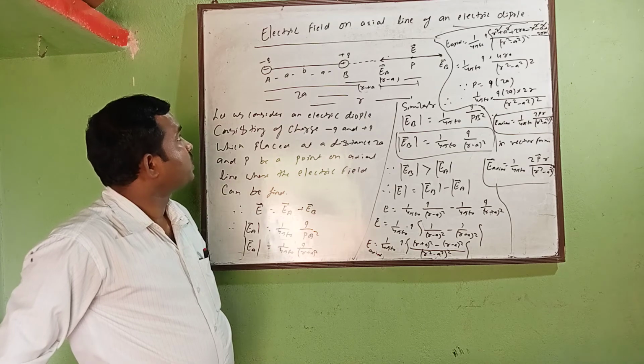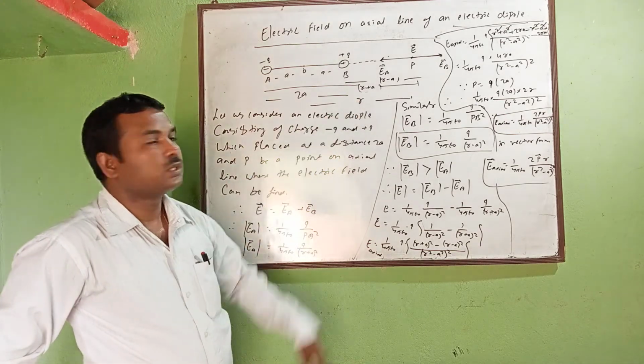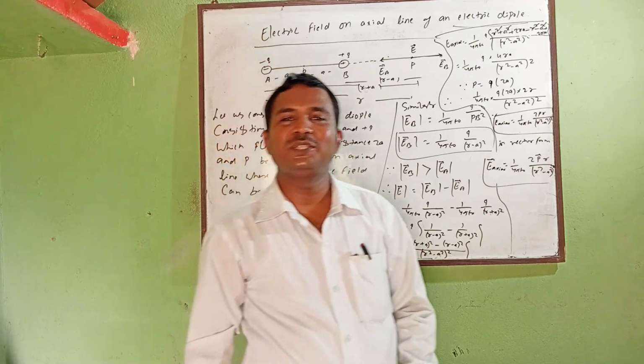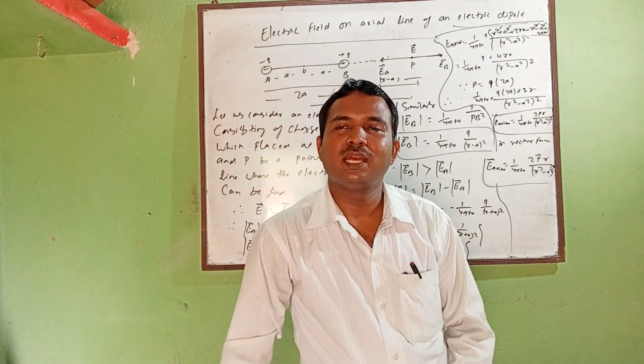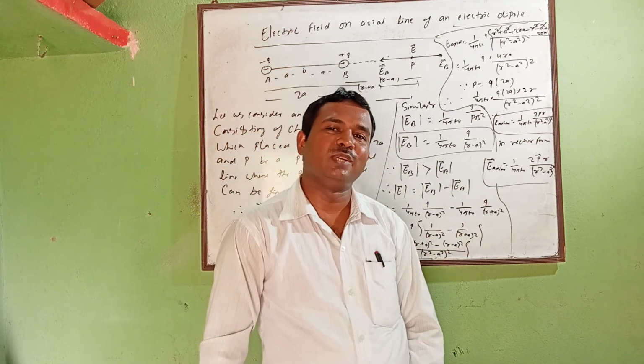Okay, so this is the formula that we got for the dipole on the axial line. Is it clear? So I think that you should write this question also. Okay, and such types of questions you will use to solve numericals.